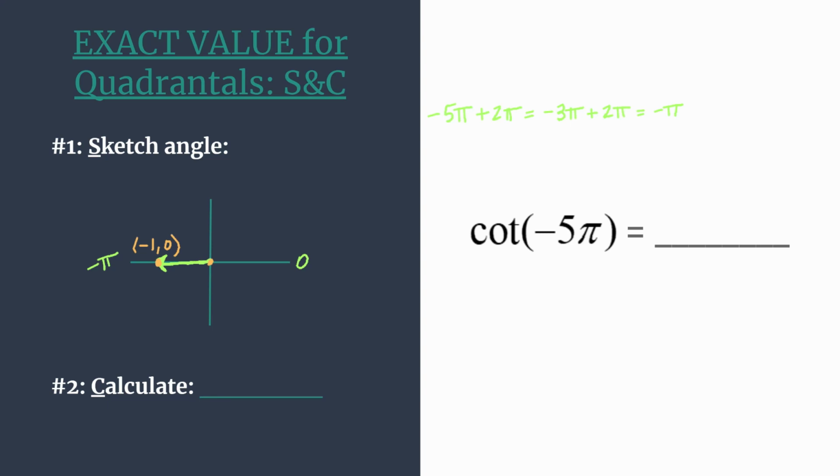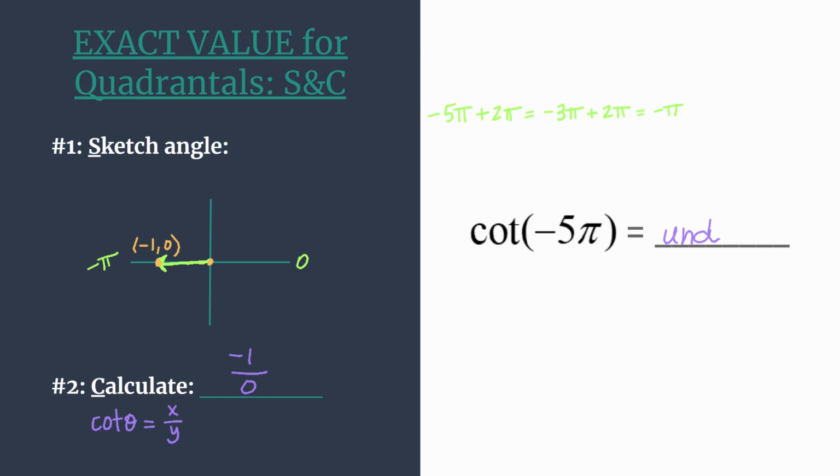Now that we have the coordinates, we're ready to make our calculation. So we want to find the cotangent of an angle. So cotangent of an angle on the unit circle is just going to be the x-coordinate divided by the y-coordinate. So a quick attempt at a calculation here shows us we would have negative 1 divided by 0. Of course, you can't divide by 0. That's going to yield an undefined result. So to abbreviate, undefined, UND, our exact value for cotangent of negative 5 pi is what we call undefined.